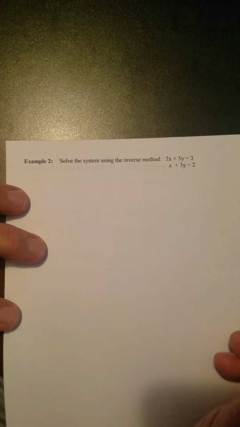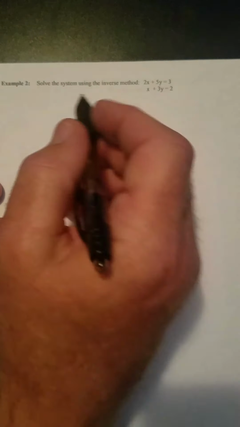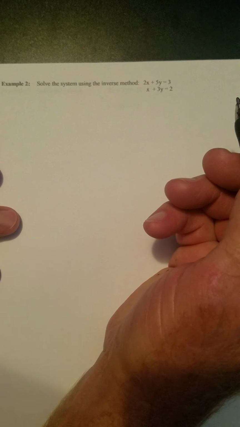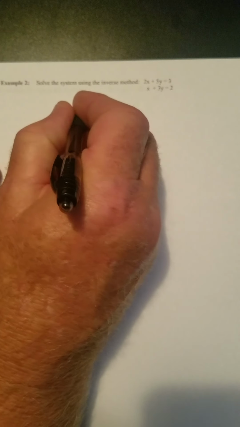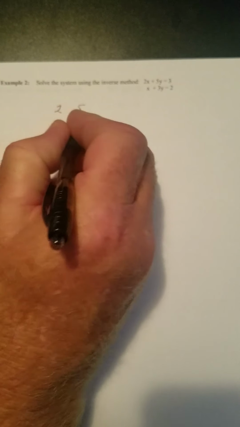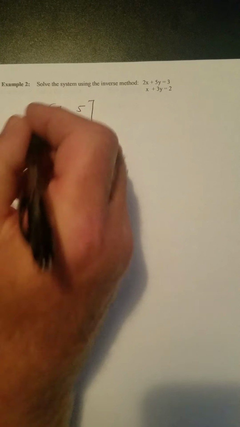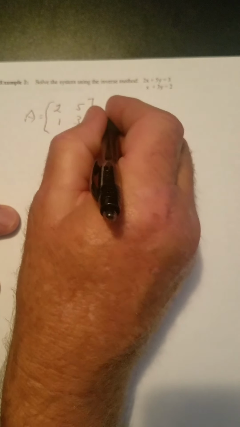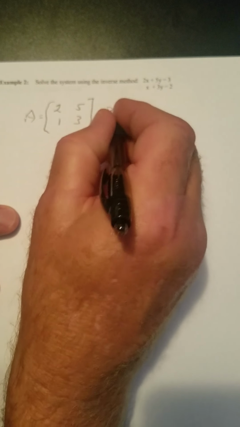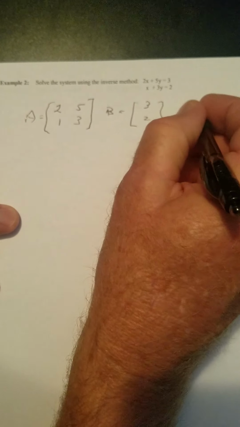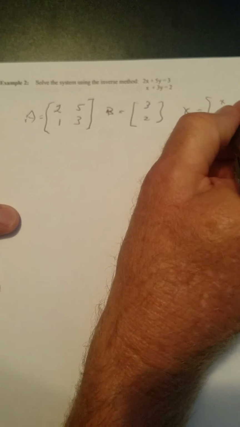Okay, let's do another one. Try to keep it moving here. Okay, so on this one, I've got 2x plus 5y equals 3, and x plus 3y equals 2. So that's going to be 2, 5, 1, 3. That's matrix A. B will be equal to 3, 2, and X is simply x, y.